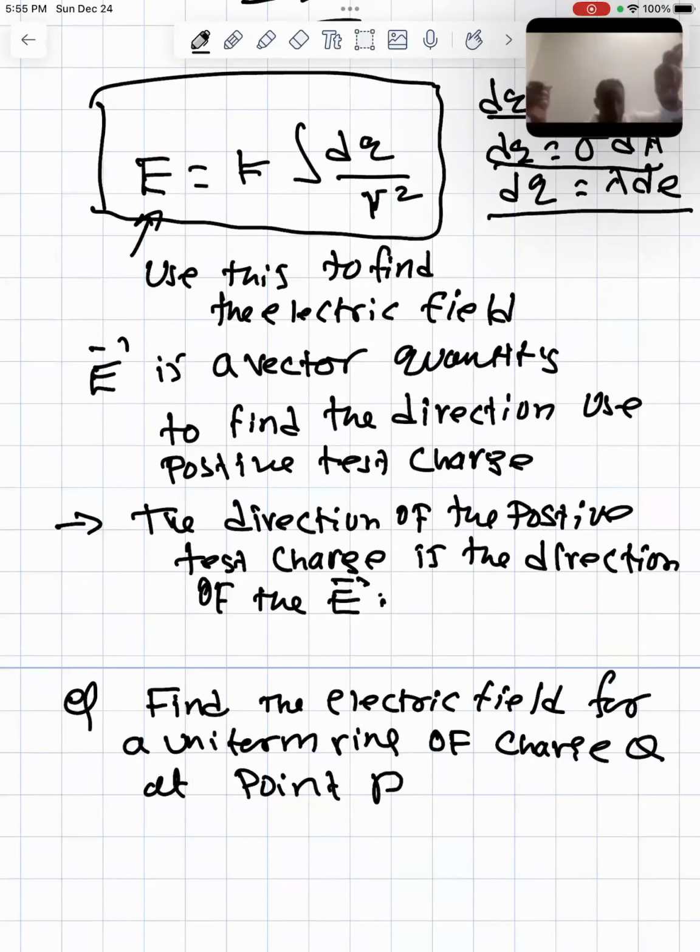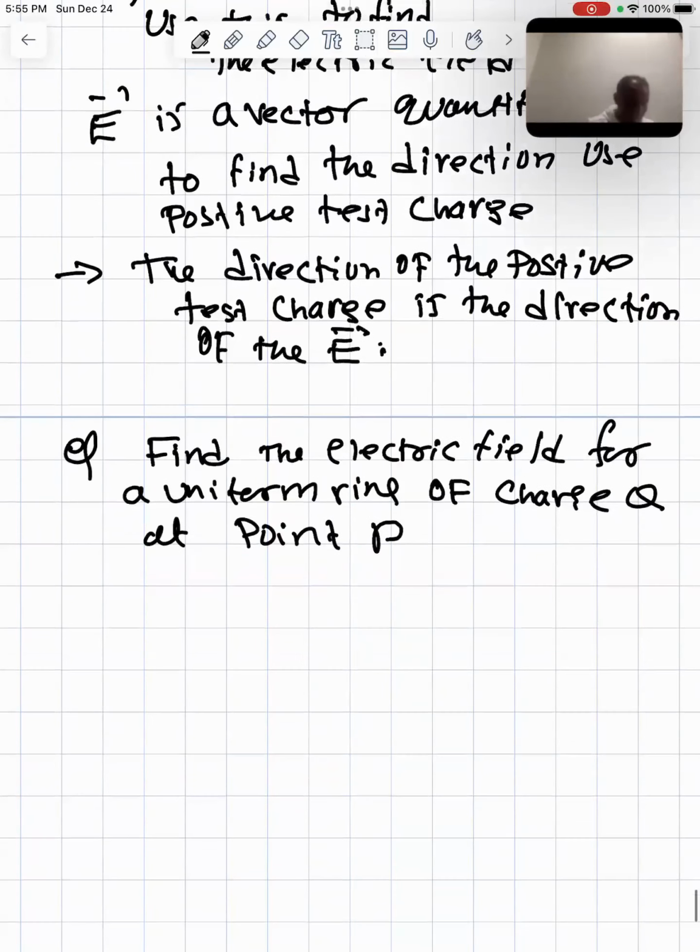So I want to find somewhere. My space is like this, and that's the ring, total charge is Q. A is the radius of the ring, and I want to find the electric field at P. X is the distance from the center to the point P. P is nothing else, it's a space.